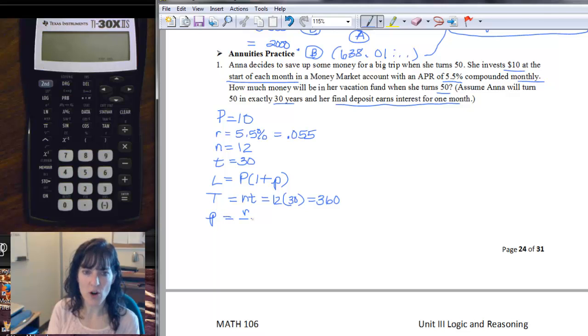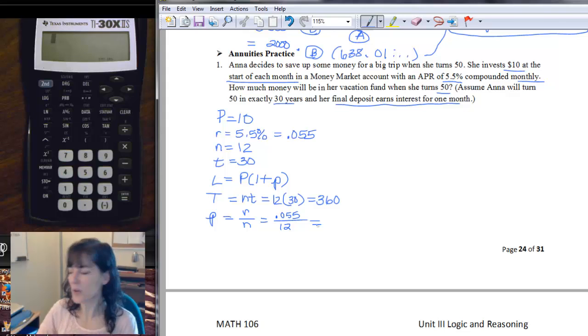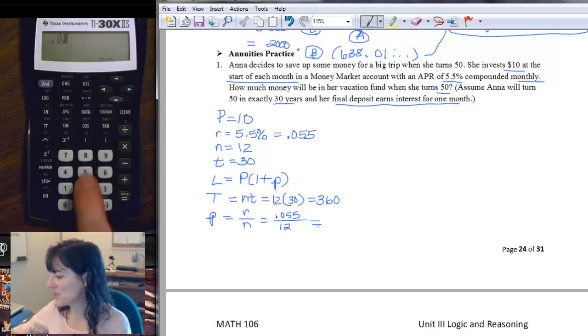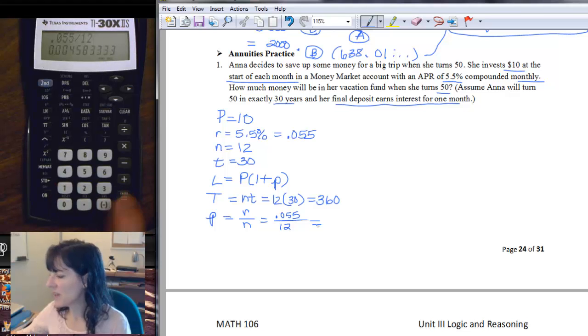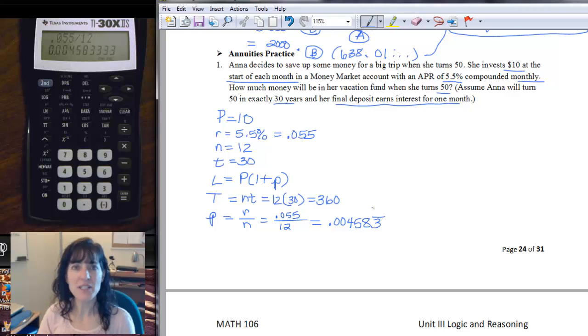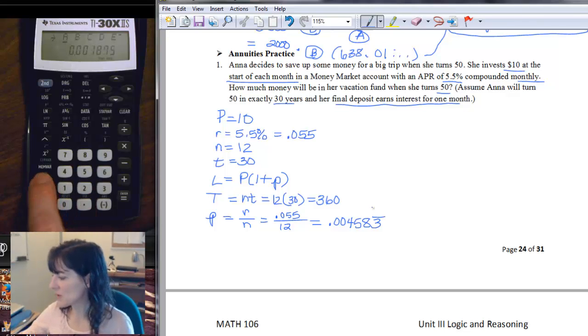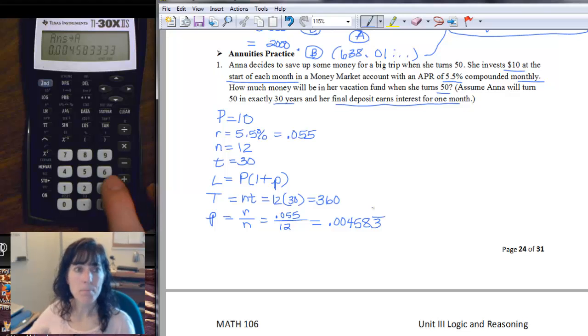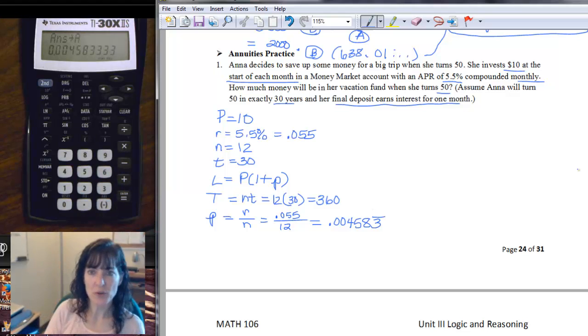Little p is r over N, and our r was the 0.055, and our N again is 12, and so when we divide those, I'm going to have to do that on the calculator, 0.055 divided by 12, and I get 0.0045833, and it goes on. So 0.00458 repeating. Now I definitely want to store that, so I'll store that one in A. And then I want to write that formula up here.